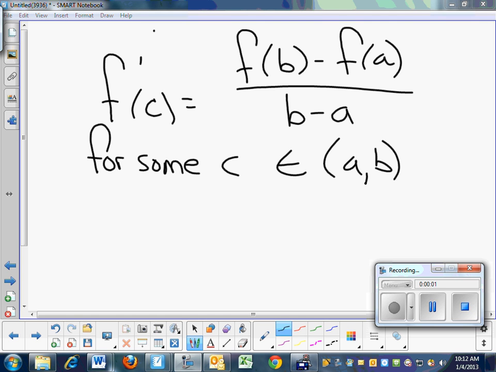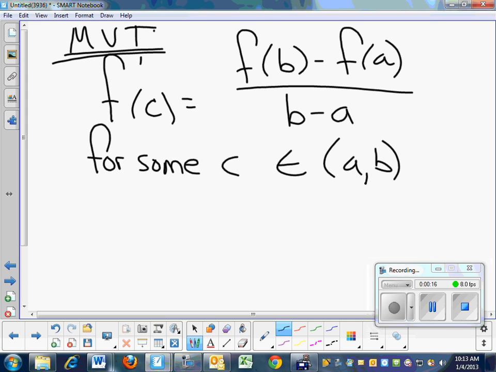Okay, I'm going to encourage you guys, find a space on your sheet to write that down, probably up above, right under the heading. Again, this is the mean value theorem. The mean value theorem says that if you take the average rate of change of the function over a given interval, there is a point, c, that exists within a, b such that the derivative at c is equal to the average rate of change.